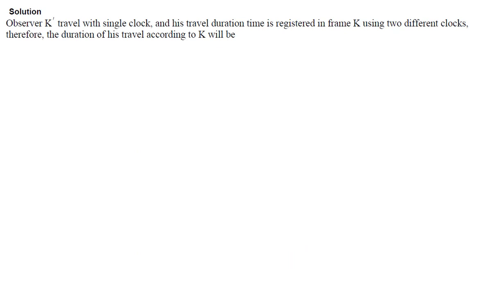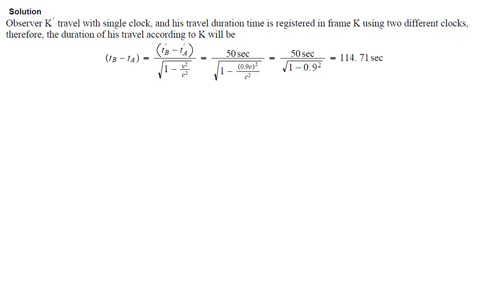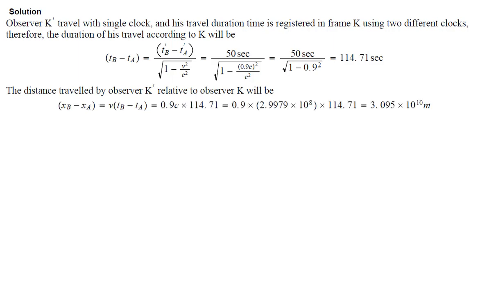Observer K' travels with a single clock, and his travel duration time is registered in frame K using two different clocks. Therefore, the duration of his travel according to observer K will be tB minus tA equals 114.71 seconds. The distance traveled by observer K' relative to observer K will be xB minus xA equals 3.095 times 10 to the power of 10.